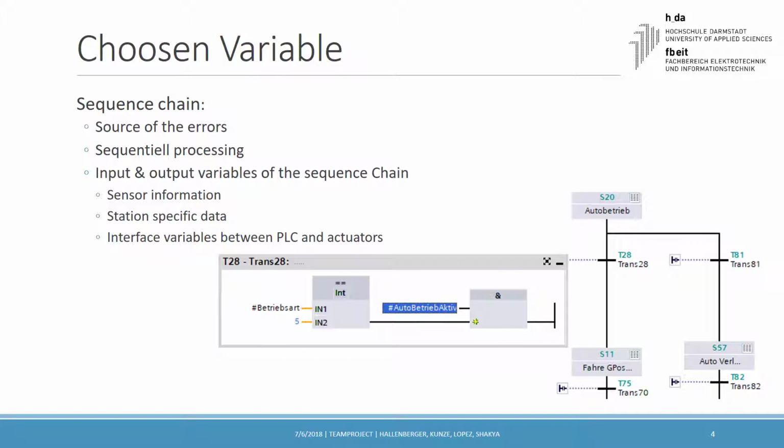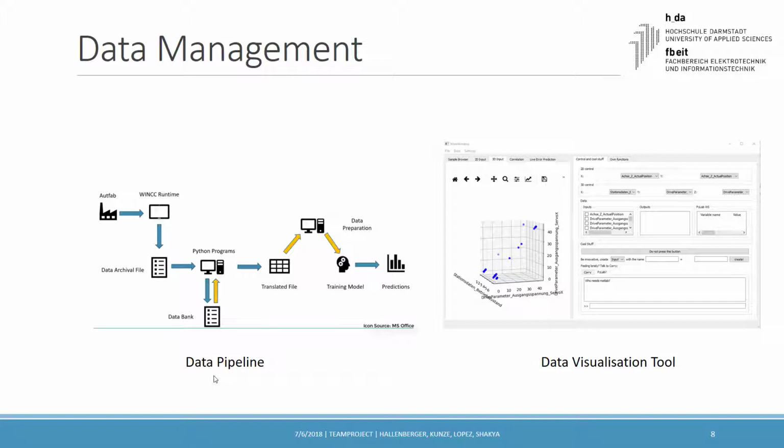There are two major parts in data management. The first part is the data pipeline, which manages the flow of the data, and the second part is the data visualization tool. This tool was specially created to help the team in visualizing data and extracting useful features from the data generated by WinCC. In operation, both of these work with each other.